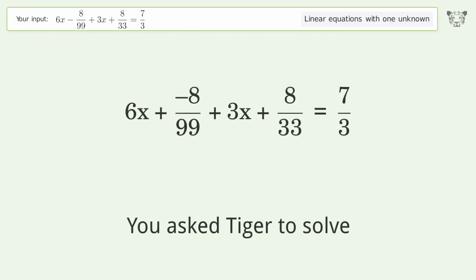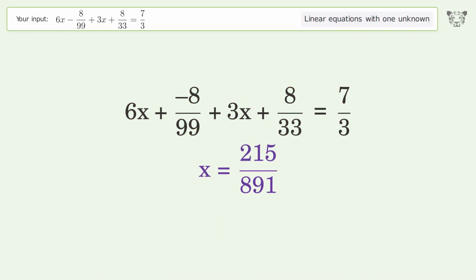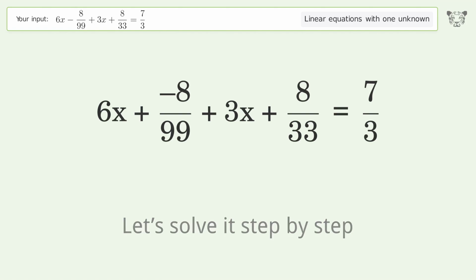You asked Tiger to solve this. This deals with linear equations with one unknown. The final result is x equals 215 over 891. Let's solve it step by step.